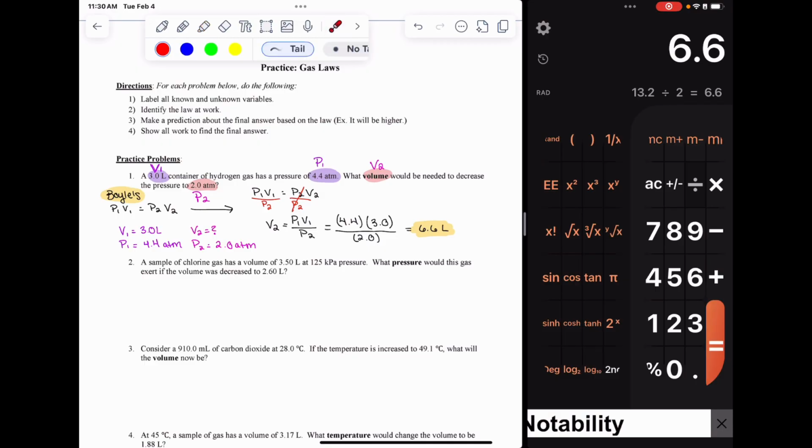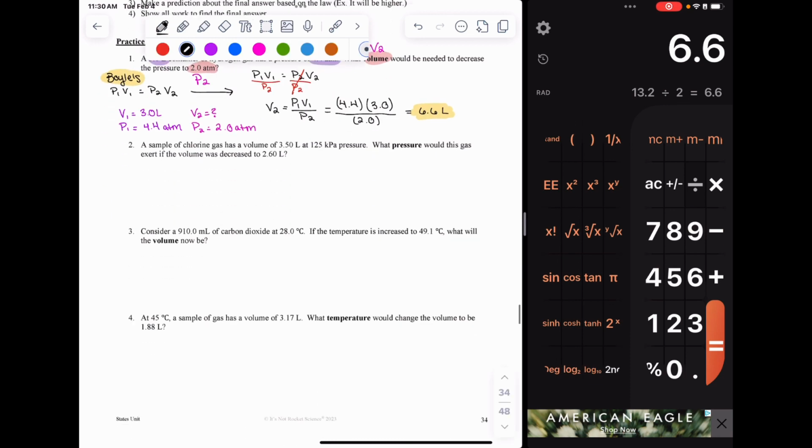So again, label what you know and what you don't know. Number 2, identify what law you're using so that way you can figure out what equation you're using. Let's go ahead and try out number 3.